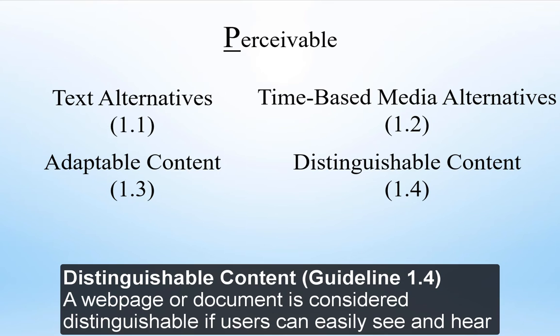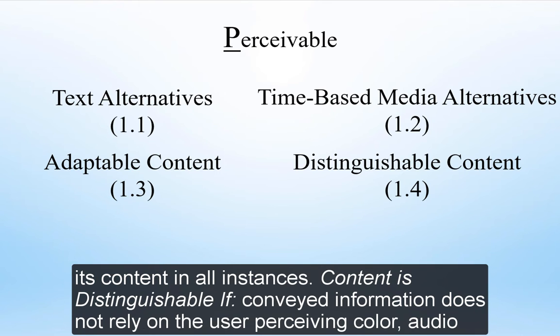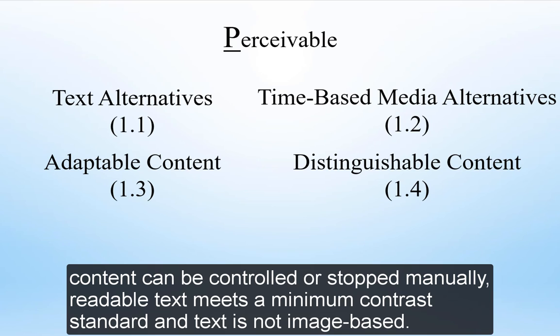Distinguishable content, Guideline 1.4. A web page or document is considered distinguishable if users can easily see and hear its content in all instances. Content is distinguishable if conveyed information does not rely on the user perceiving color, audio content can be controlled or stopped manually, readable text meets a minimum contrast standard, and text is not image-based.